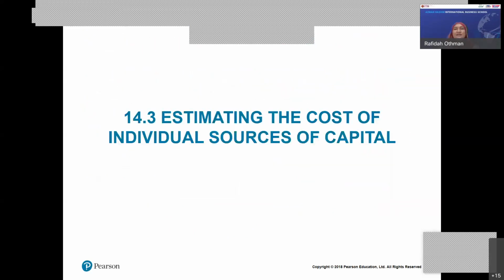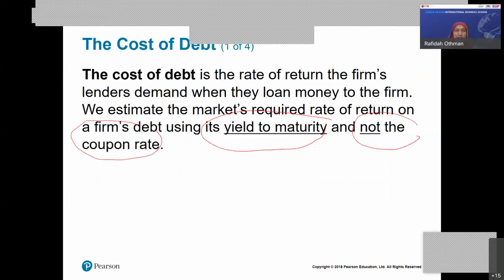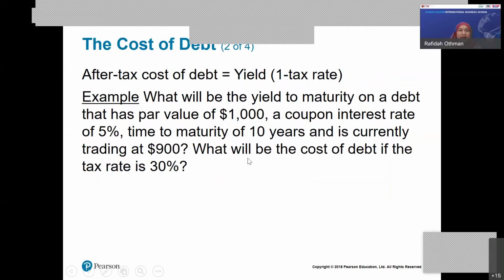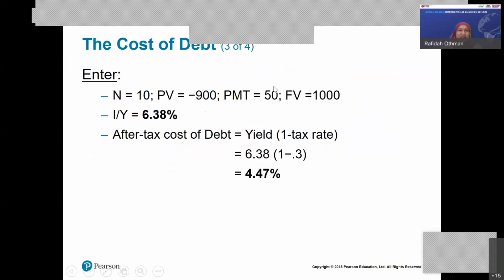So this is estimating the cost of individual sources of capital. The cost of debt is the yield to maturity, not the coupon rate. You have to find the YTM. Then after that you have to find the after-tax cost of debt by taking the yield we just calculated times one minus tax. So this is the cost of debt.